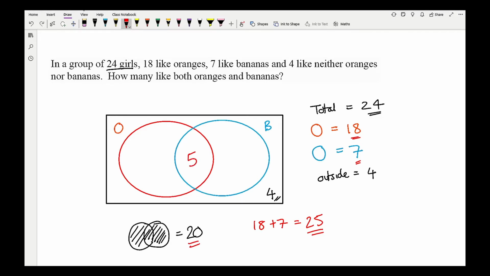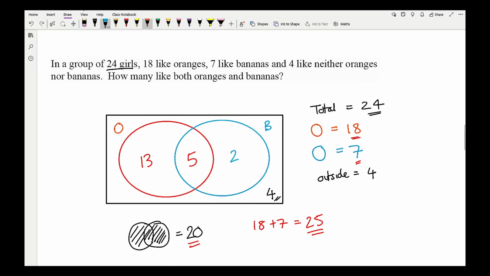Now again, going back to this, I know that the orange circle needs to add up to 18. So if there's 5 in the middle, then there needs to be 13 on the side inside the orange circle only. Then for the blue, I've got 5 in the middle part, so that must mean I've got 2 left in the other part of the blue circle. Now again, they should all add up to 24. So doing the quick maths, I've got 13 plus 5, which is 18, plus 2, which is 20, plus 4, 24, so that's all looking good.